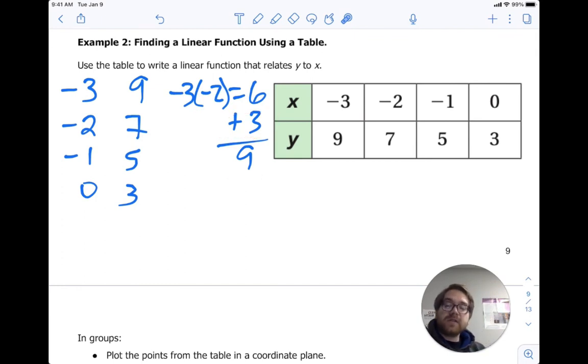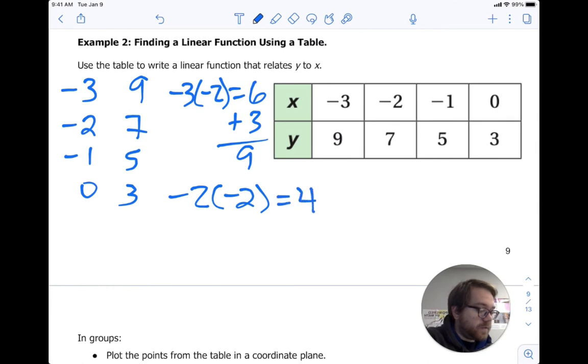Now I was able to do that because I'm just trying to get to 9, right? And so I want to see, can I do that also for -2? Can I take -2 times -2? That's equal to +4, and then if I add 3 to it, because I have to do the same thing, that gets me to 7. All right, well that's what I wanted. That's good. Let's see if that works for -1, because if it works for 3 of them, I bet it works for all of them.